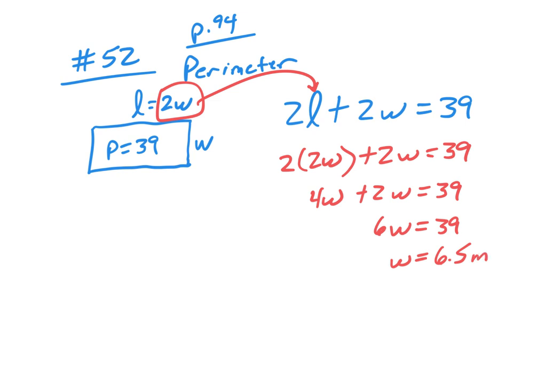So if my width is 6.5, what would my length be here? 13. And those would be our 2 dimensions, okay? And if you wanted to check it, you could take 13 plus 6.5 and then double it, and that should be your perimeter. You could add up all 4 sides. There's a couple different ways you could do that. Okay, so we just have to set up an equation that is kind of representing what we're given.